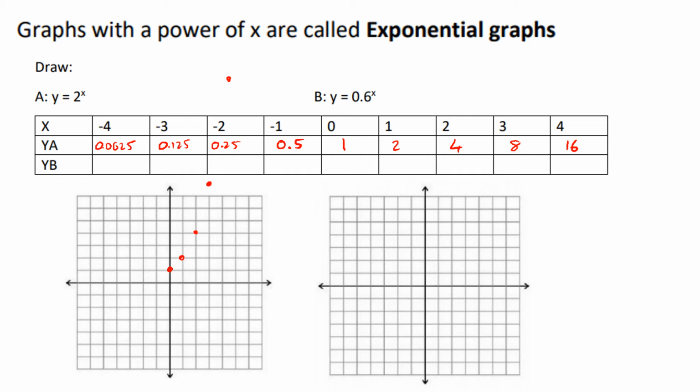We've also got -1, 1/2, so that's still positive. -2, 1/4, -3, 1/8, and we can see that it's getting smaller and smaller, but it never actually gets to 0. It's kind of halving each time.